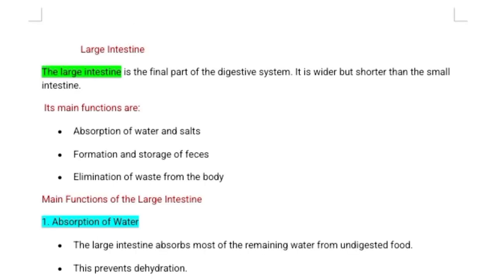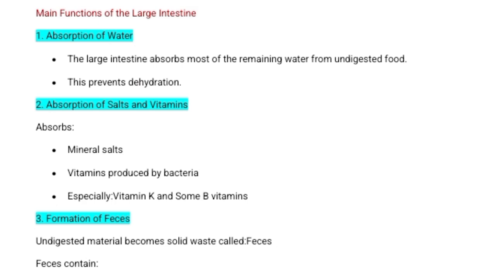Large intestine. The large intestine is the final part of the digestive system. It is wider, but shorter than the small intestine. Its main functions are absorption of water and salts, formation and storage of feces, elimination of waste from the body. Main functions of the large intestine.